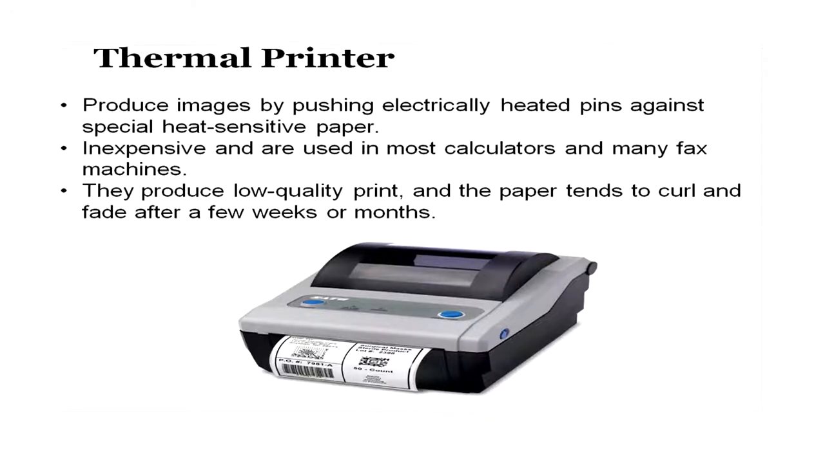Then we have a thermal printer. These produce images by pushing electrically heated pins against the heat sensitive paper. Very inexpensive, used in calculators, in billing machines, in fax machines. But the disadvantage with them is that they produce a low quality print and the paper tends to curl and fade after a few weeks or months. You must have seen the parking slips being given to you. They have a thermal printer. If you keep that particular slip or a bill for some days, you'll see that the ink fades.